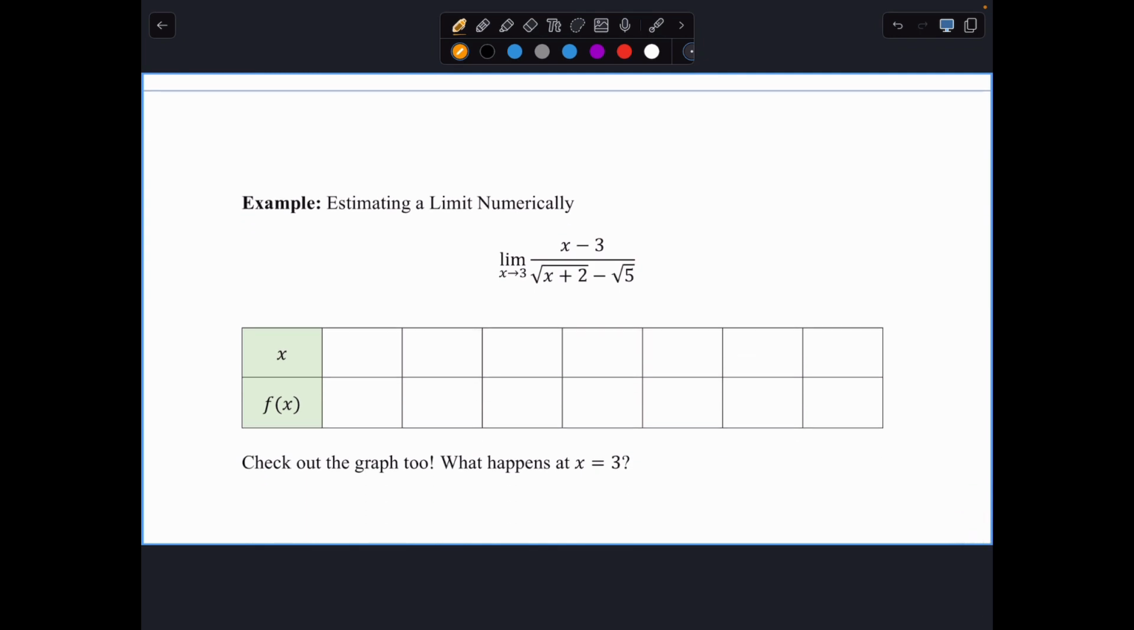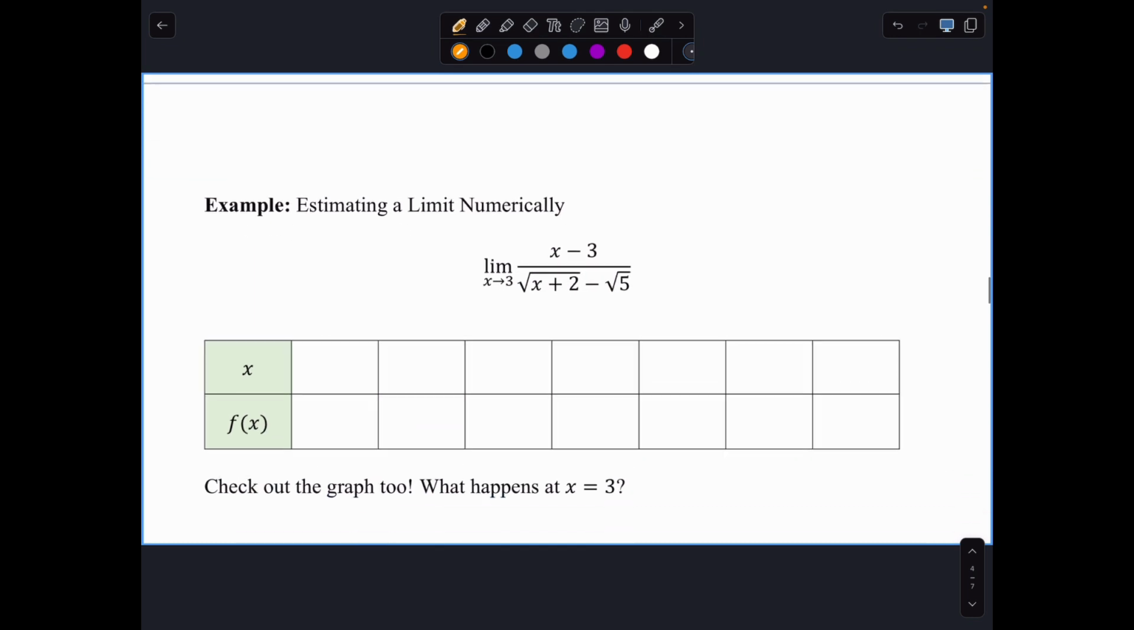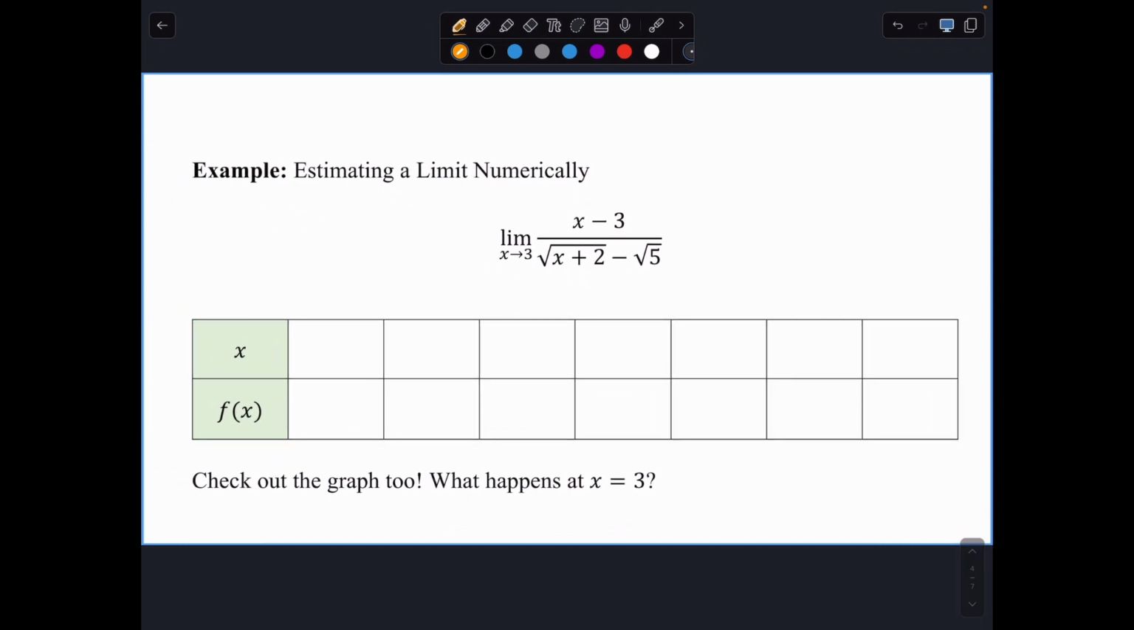Okay, so everybody has their calculators out? So go ahead and in your y equals, type in this function: x minus 3 divided by the square root of x plus 2 minus root 5. If you're using parentheses, make sure you have the appropriate parentheses.